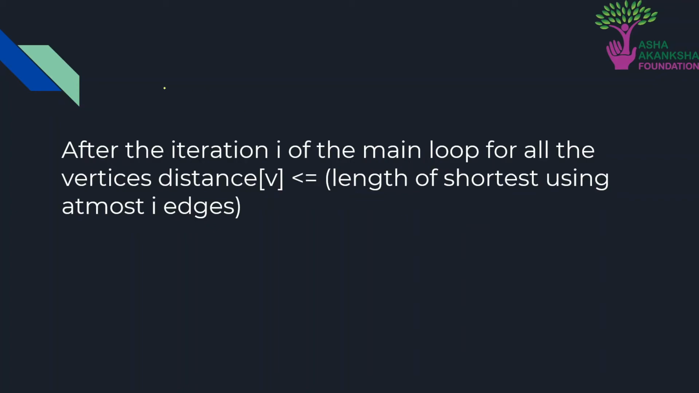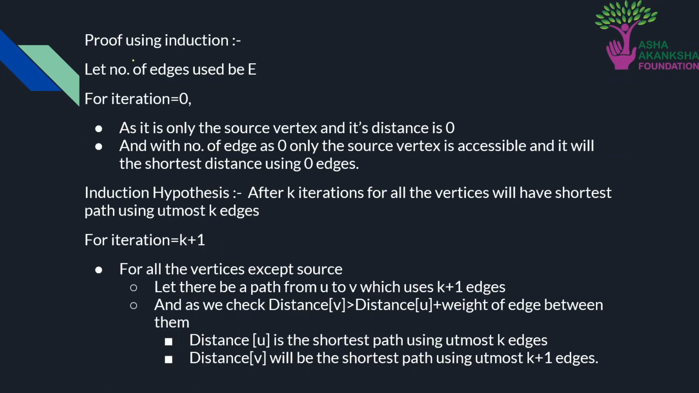The first claim states that after the ith iteration, the distance of v would be less than or equal to the length of the shortest path using at most i edges. Let us see its proof. Let the number of edges be e. So for iteration number 0, as it is only the source vertex, its distance is 0, which is also its shortest path using 0 edges.